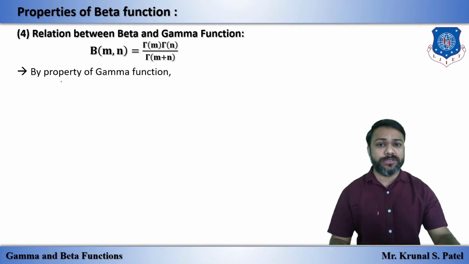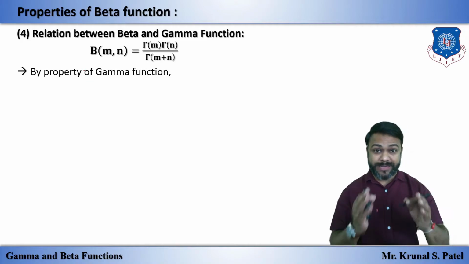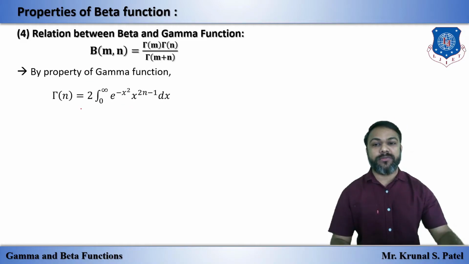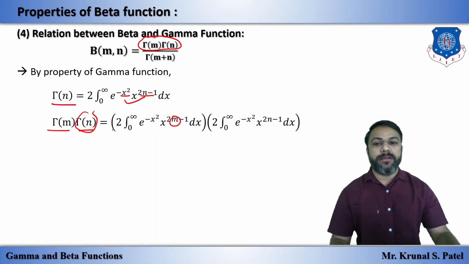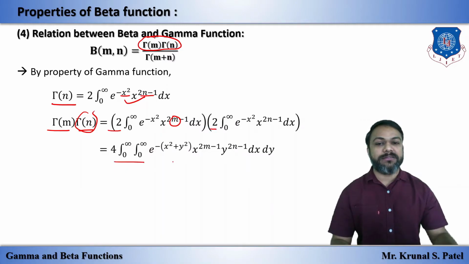So first we will use the property of gamma, because we want the relation between beta and gamma. The first property of gamma: gamma n is equal to 2 into integration 0 to infinity e raised to minus x square, x raised to 2n minus 1. So we have gamma n is this, and gamma m similarly. By multiplying these and taking the 2 integrations together, we have this double integration and these are the terms.